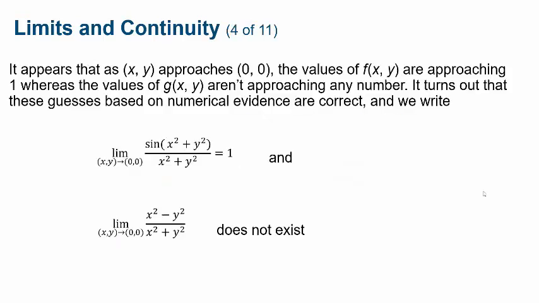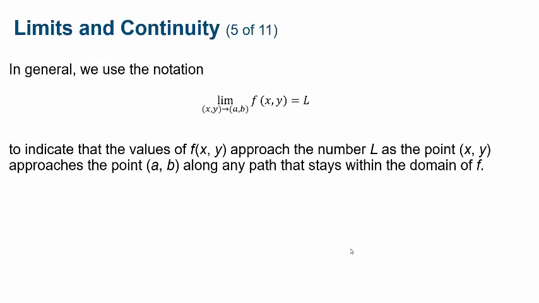It turns out that these guesses based on numerical evidence are correct, and this is how we'll define the limit. The limit as both x and y go to 0 of our first function exists and is equal to 1. Yet for our second function, the limit as x and y go to the ordered pair 0, 0 does not exist. In general, we use this notation: the limit as x and y go to some values a and b of f of x, y is equal to some limit value L. This indicates that the values of f of x, y approach the number L as the point x, y approaches the point a, b along a path that stays within the domain of our function.